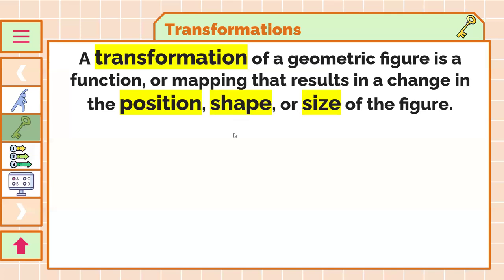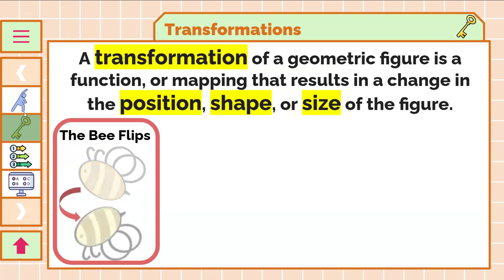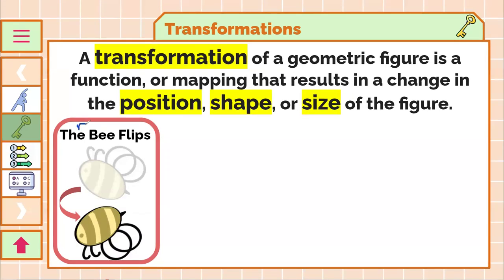And let's talk about transformations, a big focus for this unit. A transformation of a geometric figure is a function or mapping that results in a change in the position, shape, or size of the figure. We have 4 main transformations. First, we have something that flips a shape. And when we're flipping a shape, we'll learn more about it later, but we call that a reflection.